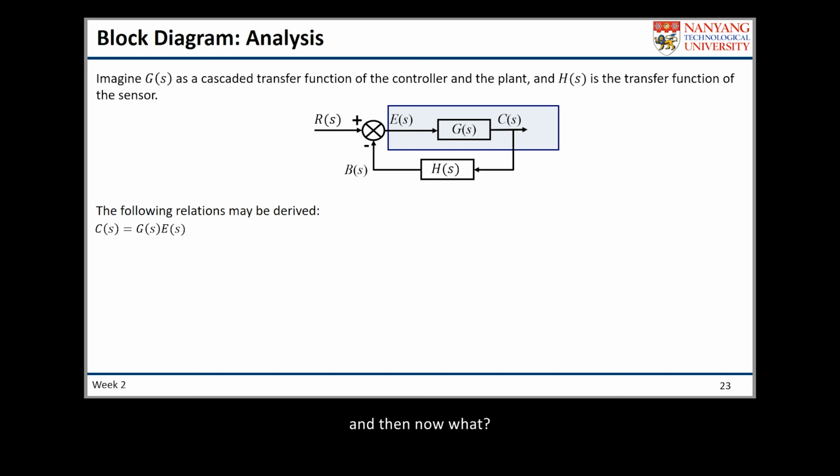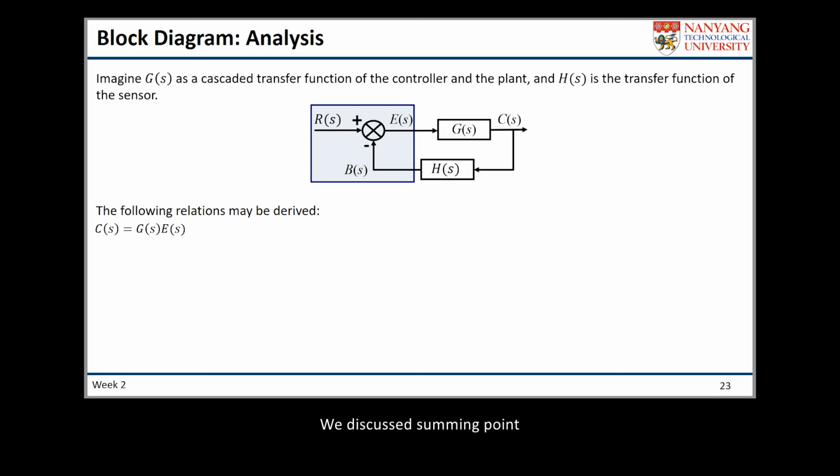Now I will take a look at this summing point. We discussed summing points before. I have two inputs to this summing point. The first input is R. The second input is minus B. There is a negative sign here. So what does it mean? This means the output of the summing point, which is E, is equal to R minus B.